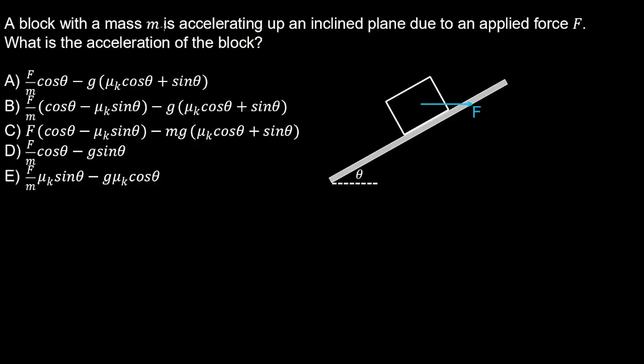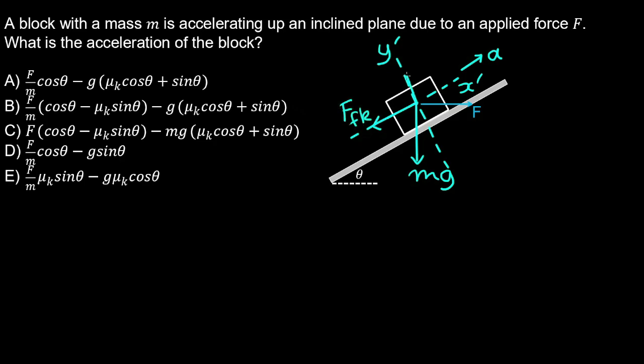A block with a mass m is accelerating up an inclined plane due to an applied force F. And what is the acceleration of the block? Now if we take the directions parallel to the plane and perpendicular to the plane and identify the forces acting on this block, we have the force of weight, the kinetic friction force opposing the motion, and the normal force preventing the block from sinking into the plane.